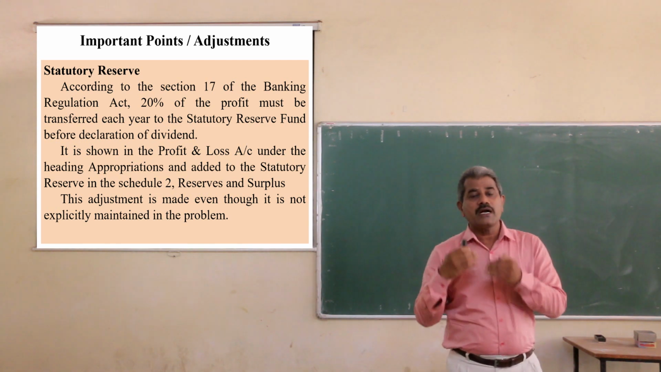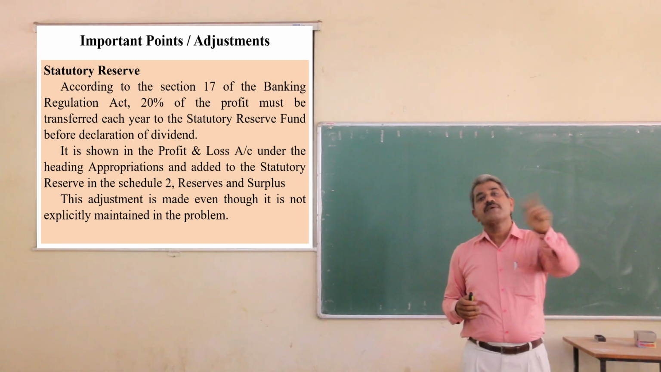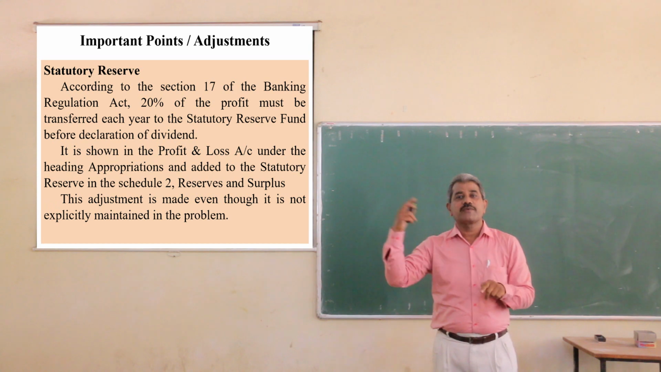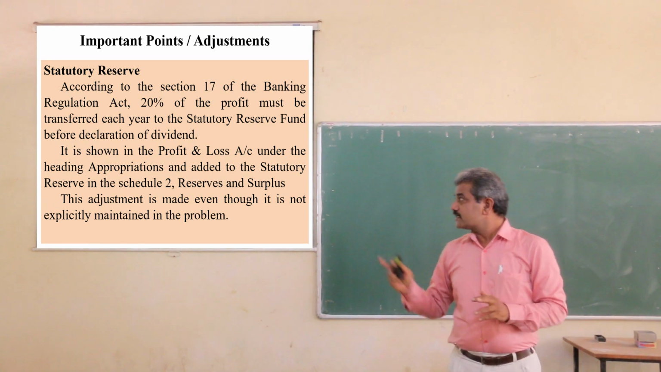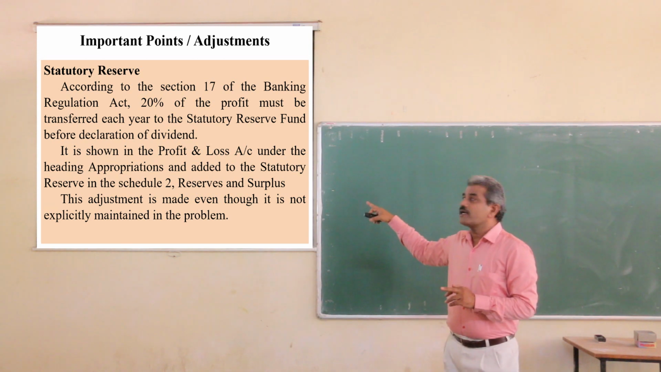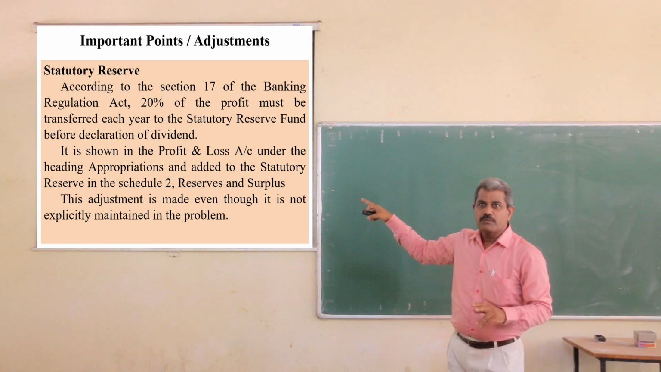It means before appropriations, the bank has to calculate net profit, and 20% of such net profit is to be transferred to the statutory reserve fund. The adjustment is such that it is shown in the profit and loss account under the heading appropriations. The postings. Okay? Two postings.